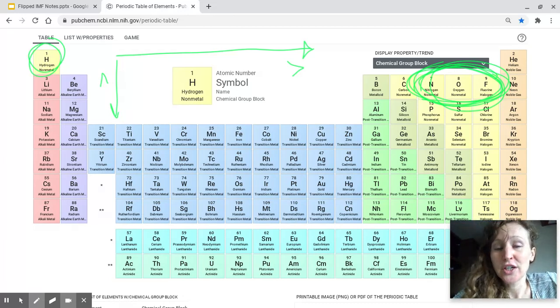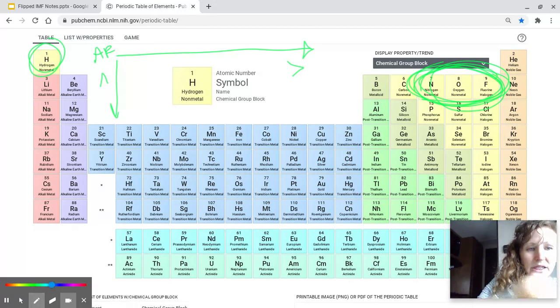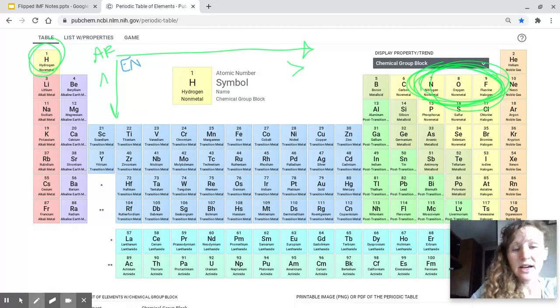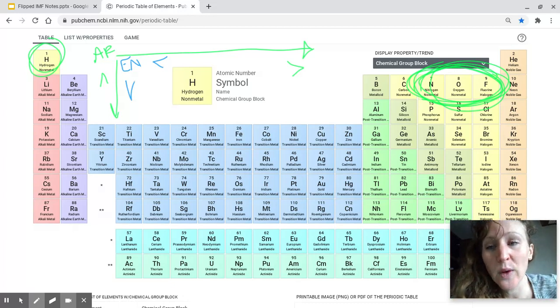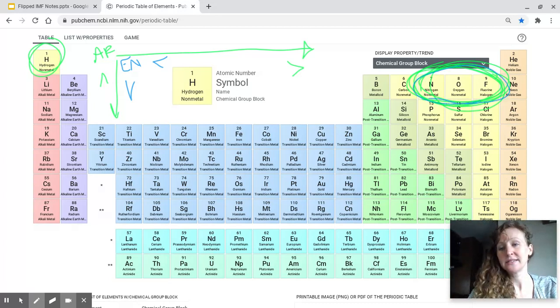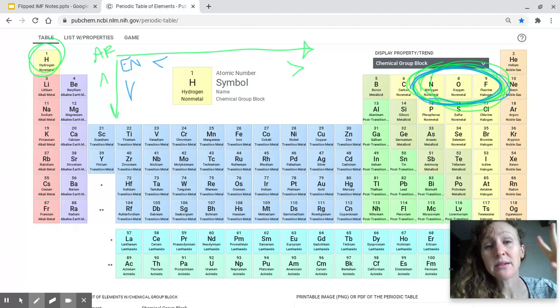Okay, if we look in terms of electronegativity, it increases left to right and decreases top to bottom. So if we look at where the most electronegative elements are on the periodic table, it's right there in this corner. So these three elements are some of the smallest and most electronegative.